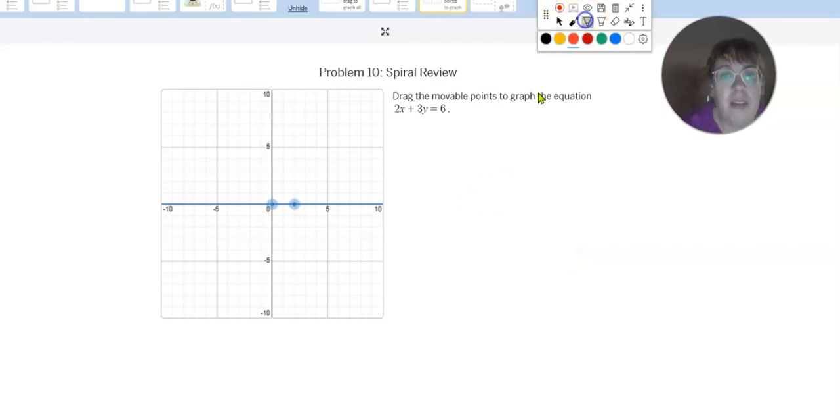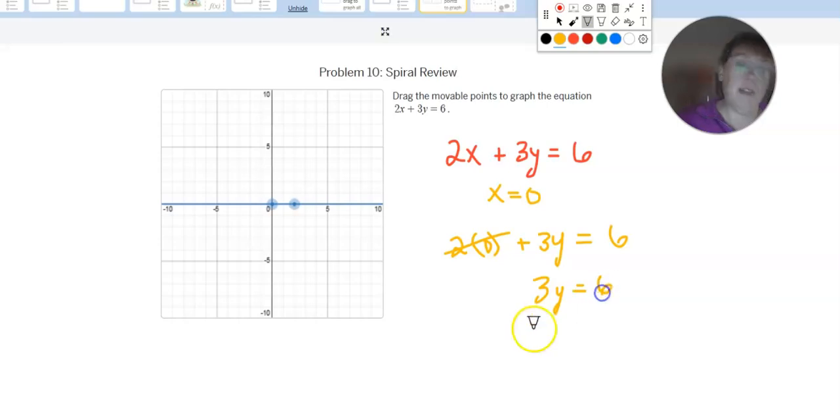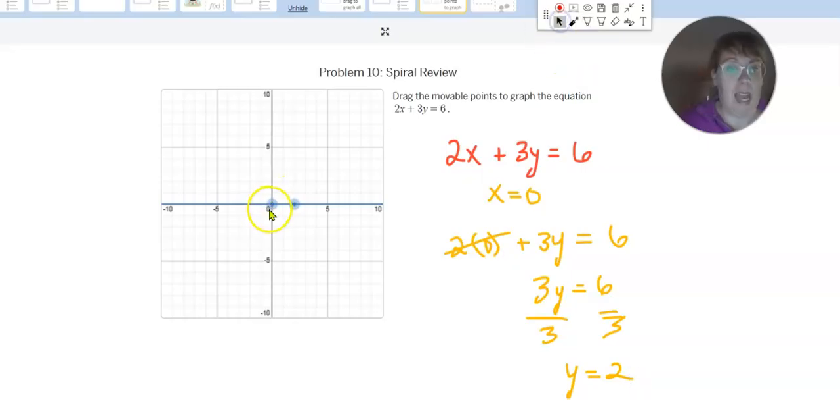Drag the movable points to graph this equation. So we have 2x plus 3y equals 6. So to graph this, we want to get y alone, so it's in slope-intercept form, or we could graph it using intercepts too. Let's do the intercepts. So let's say if x is 0, we would have 2 times 0 plus 3y equals 6. 2 times 0 is 0, so we just have 3y equals 6. Divide both sides by 3, and we get y equals 2. So when x is 0, y is 2.